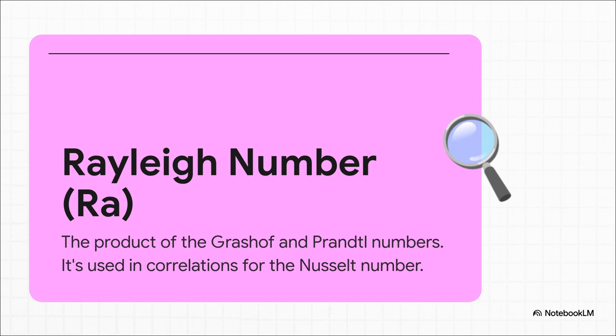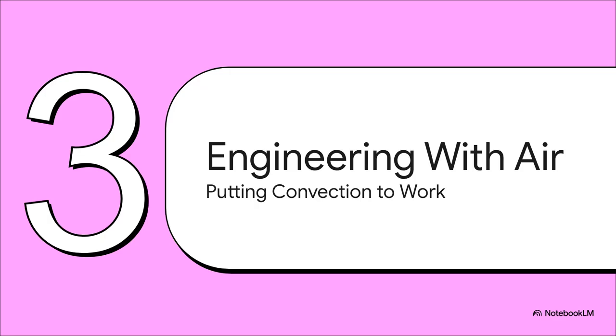So, to get the complete picture, engineers combine the Grashof number with another property of the fluid. The result is the Rayleigh number. And this is the master number. This is what engineers use to calculate pretty much exactly how much heat is going to be transferred in almost any real-world situation.